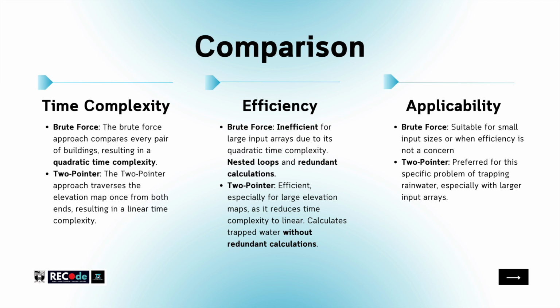But two-pointer is more efficient. It calculates without making any redundant calculations, and it's much faster for larger arrays. Applicability: brute force is suitable for small input sizes or when efficiency is not a concern, and two-pointer is preferred for this specific problem of trapping water because it will work well even with larger input arrays.